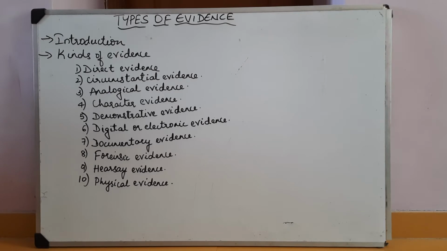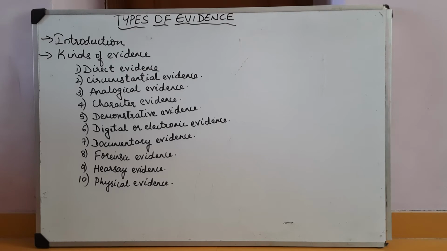Myself Priya. Today I am going to discuss types of evidence. According to section 3 of the Indian Evidence Act 1872, evidence means and includes oral and documentary evidence. Here, oral evidence refers to all the statements which the court permits to be made before it by the witnesses, and such evidence should be related to the matter of fact under inquiry. Whereas documentary evidence or written evidence refers to all the electronic records presented before the court.